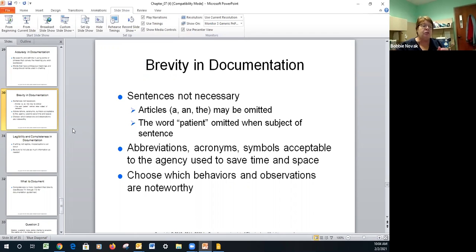And then you need to choose which behaviors and observations are noteworthy, right? The rule of thumb is that if the behavior or the finding is abnormal or it's a change from their previous behavior or data, we have to document it, okay? If they're still doing the same thing they did this week and last week and the week before that, we don't really need to document that. We do need to document any changes for the good or for the bad, but we have to document the changes.